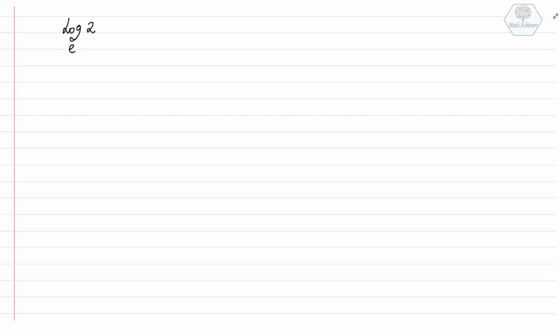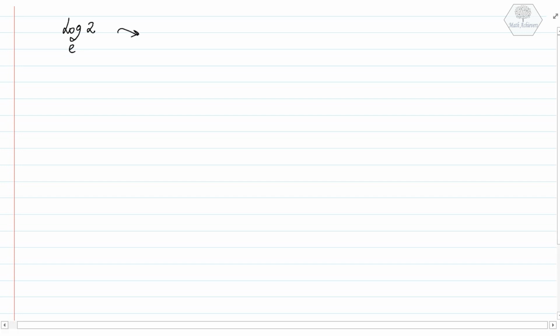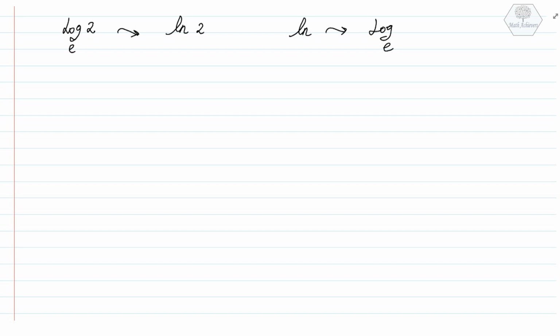Let's continue. If I'm having a log with base e, let's say log 2 to the base e, this is the same as ln 2, which means that ln is the same as a log with base e. It's essential to use ln.